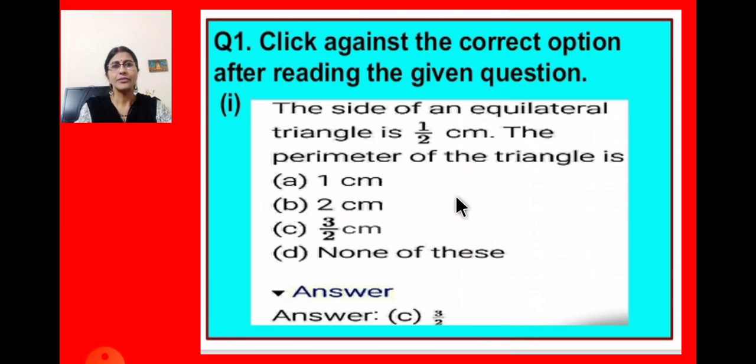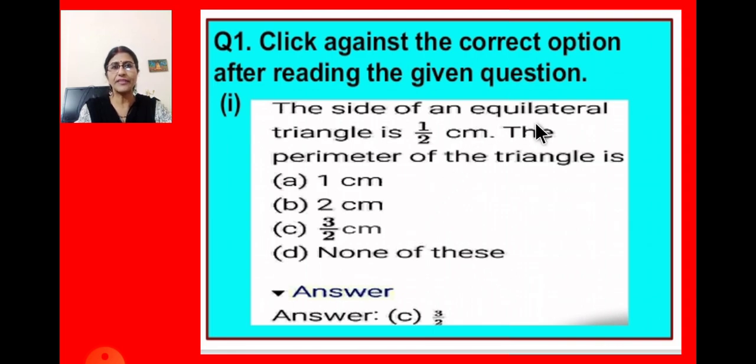Now let us do some revision questions based on the pattern and the type of question which we have discussed in the previous presentation. Even today we will follow that. Question number 1, click against the correct option after reading the given question. This is one question, MCQ type. The side of an equilateral triangle is half centimeter. The perimeter of the triangle is, now these are the options given, 1 centimeter, 2 centimeter, 3/2 centimeter, and the last option is none of these. So you will have to select one of the options.